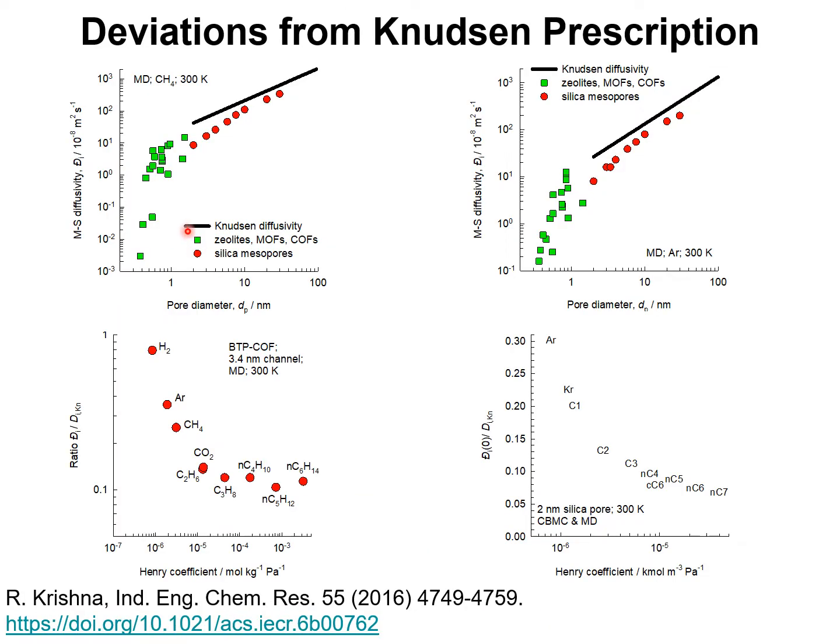The MD data for diffusivity of methane in zeolites, MOFs, COFs, and silica channels with various pore dimensions are plotted here in red circles and green squares. The red circles are for silica mesopores, and the green squares are for the zeolites, MOFs, and COFs. The solid black line is the Knudsen diffusivity formula.